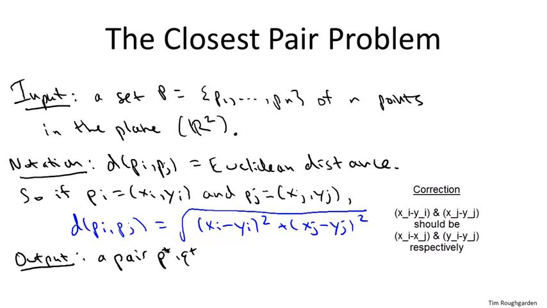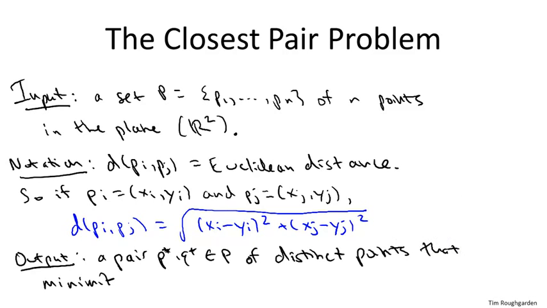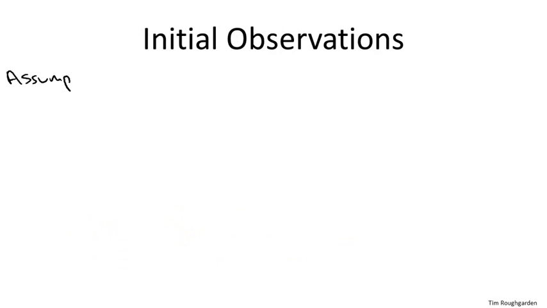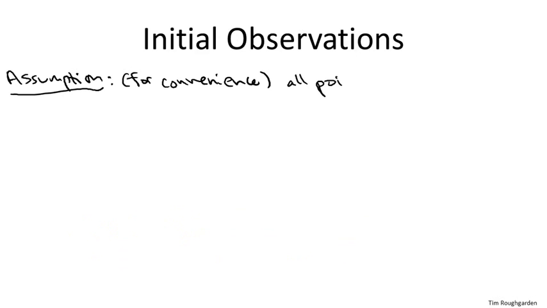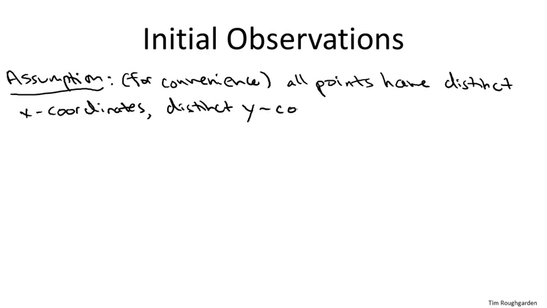And now, as the name of the problem would suggest, the goal is to identify among all pairs of points that pair which has the smallest distance between them. Next, let's start getting a feel for the problem by making some preliminary observations. First, I want to make an assumption, purely for convenience, that there are no ties. That is, I'm going to assume all points have distinct x-coordinates, and also all points have distinct y-coordinates. It's not difficult to extend the algorithm to accommodate ties. I'll leave it to you to think about how to do that.